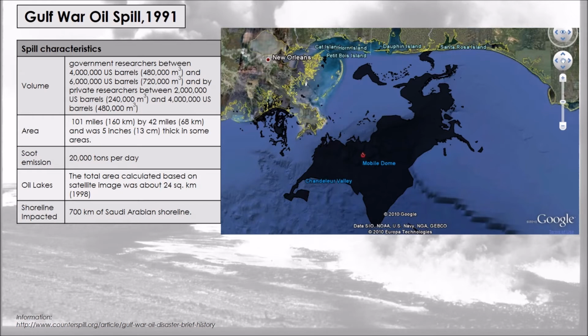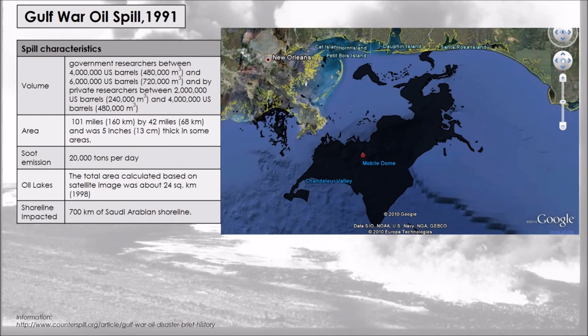The second case study is about the oil spill of 1991. The area that was affected was more than 10,000 square kilometer, and in some areas the oil was about 5 inches thick. Oil spilled and formed networks of rivers and lakes on land.